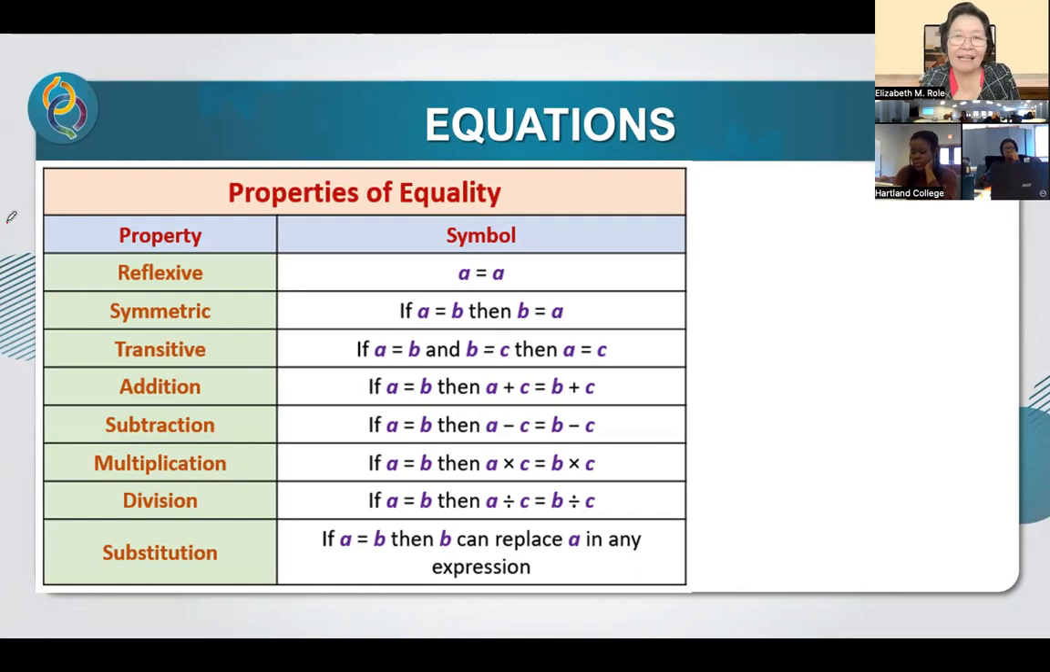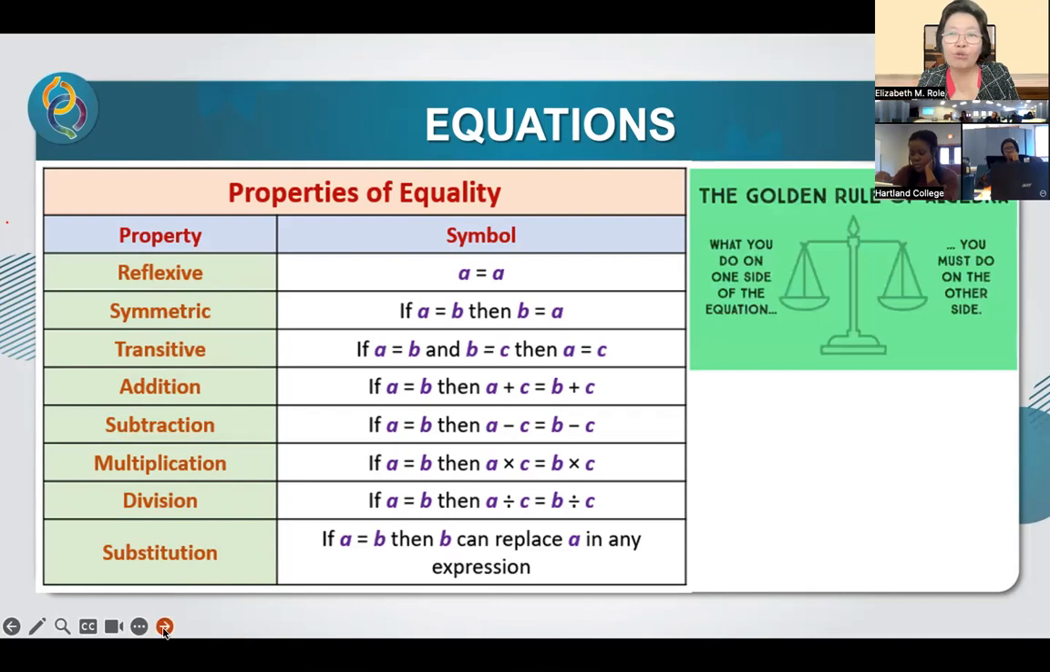But it's just interesting that especially for addition, subtraction, multiplication, and division, I would say that is actually the golden rule of algebra. If you have a golden rule in life, what you would want others to do to you, do the same to them, something like that. So the golden rule of algebra is that what you do on one side of the equation, you must also do on the other side of the equation. So that is being fair, being just. All right, that's the golden rule of algebra.